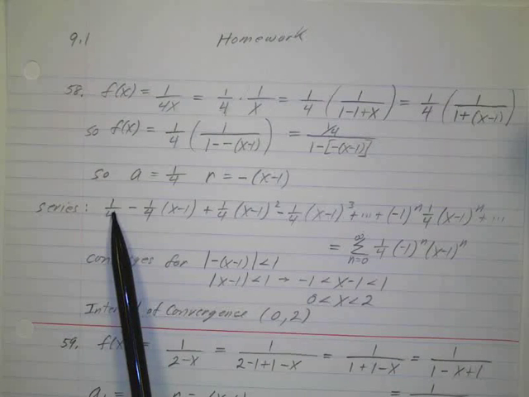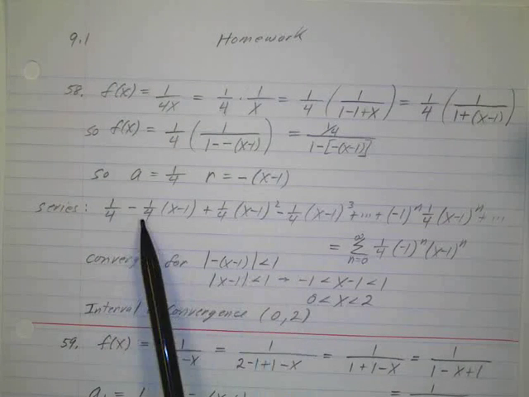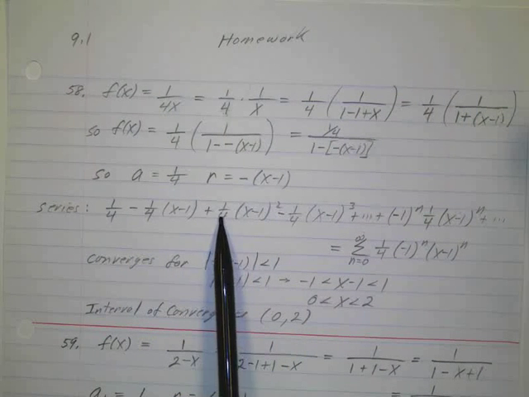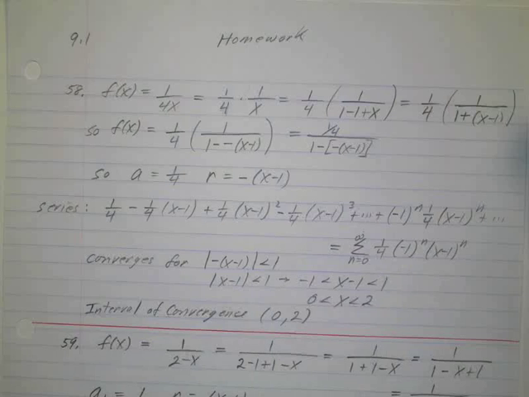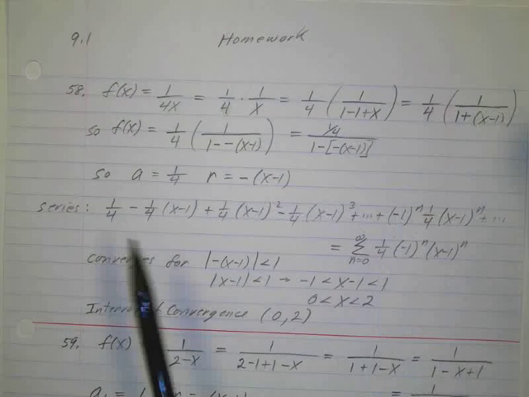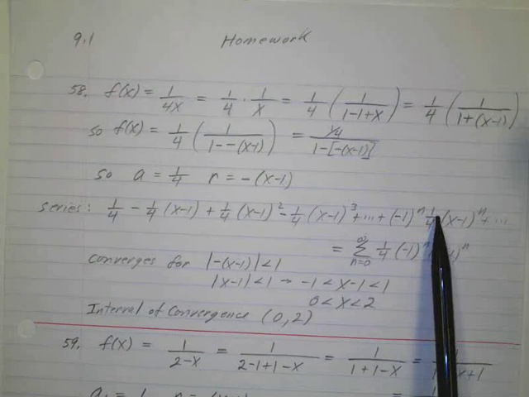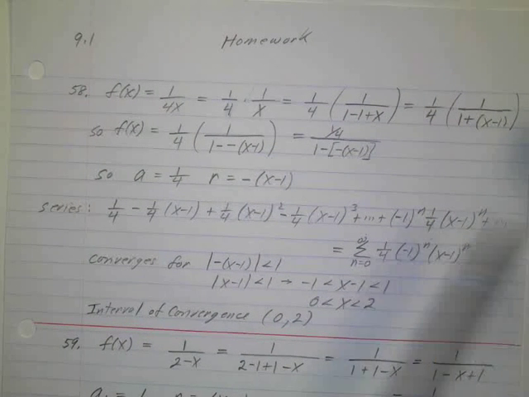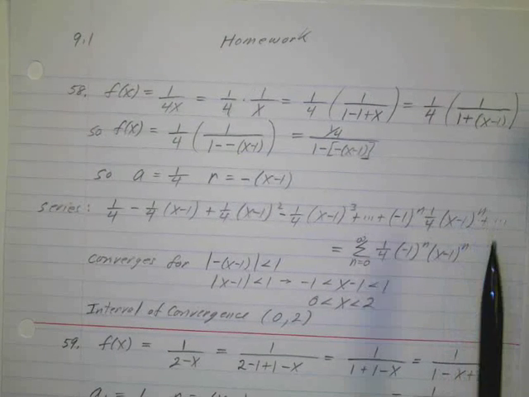So this is my first term, 1/4, and then minus a times r, and then another a times r squared, etc. So this is how we would get the series. And it would be negative 1 to the n because we've got alternating signs. There's my 1/4, this is my common factor, that's my a sub 1, and then x minus 1 to the n.